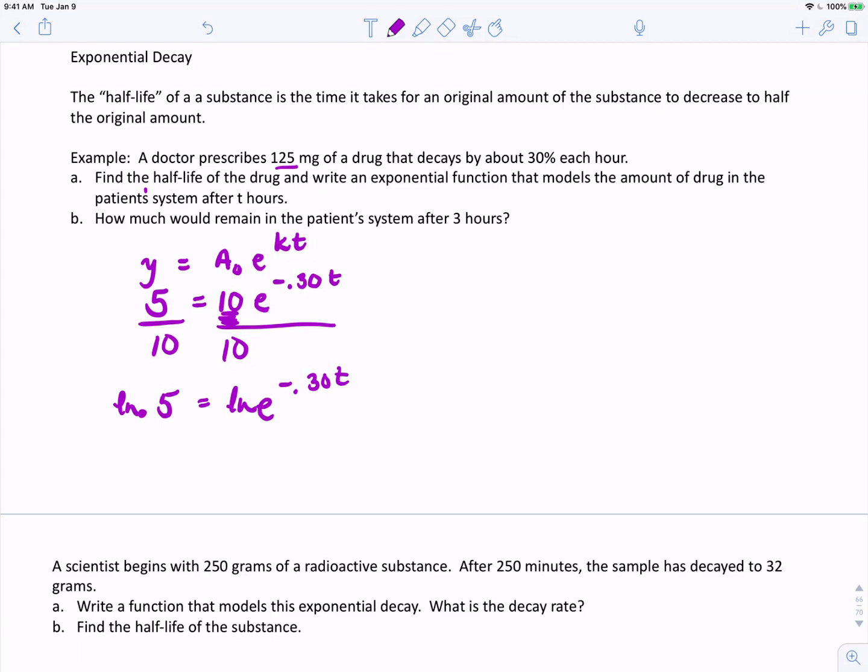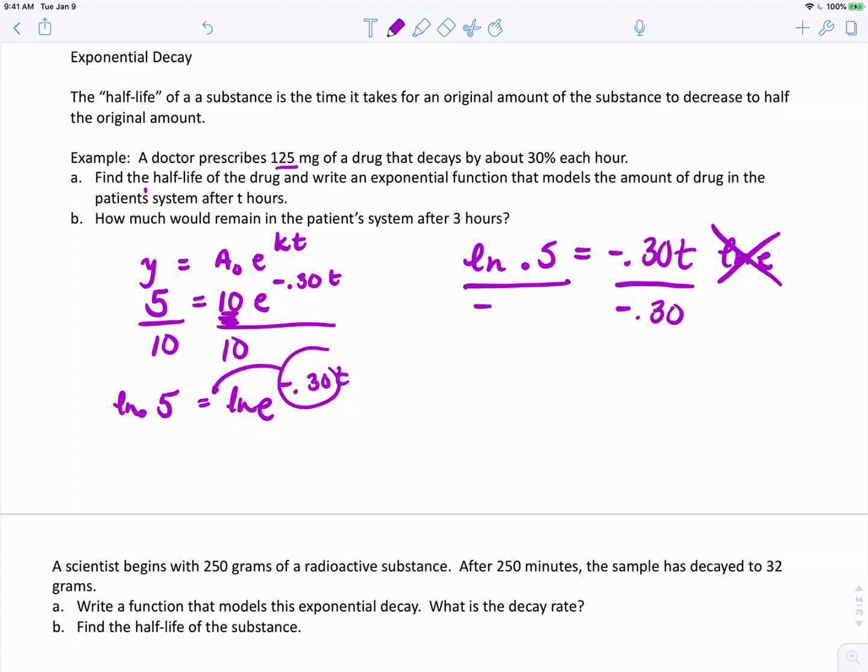Taking the natural log of each side and then bringing down the power, we have the natural log of 0.5 is equal to negative 0.30 t, natural log of e. Natural log of e we know is equal to 1, so all we need to do in this problem is divide both sides by negative 0.30. So we'll take the natural log of 0.5 and divide that quantity by negative 0.30, and it gives us a time of 2.31. So roughly every 2.31 hours, the drug is reduced by half.